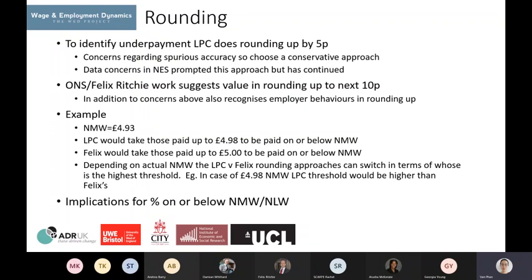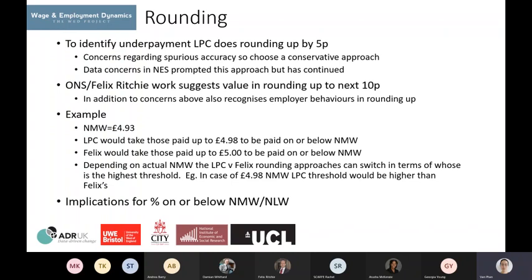So I will take the minimum wage at £4.93 as the example. The LPC approach will take those paid up to £4.98 to be paid on or below the minimum wage, whereas the Phan and Ritchie method will take those paid up to £5 to be paid on or below the minimum wage. Both methods depend on what the actual minimum wage is.